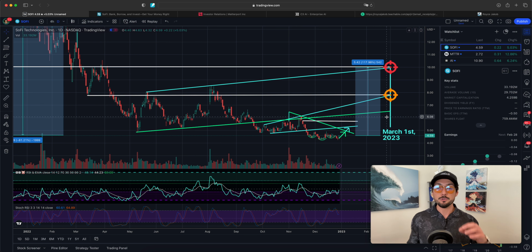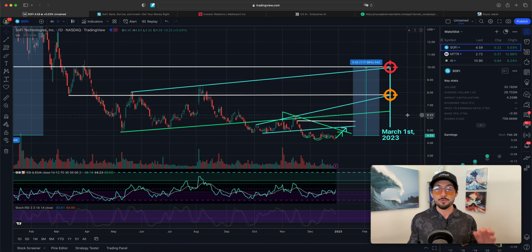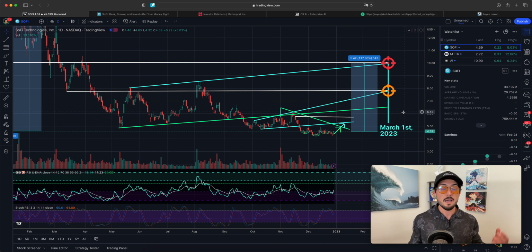But I do think that at the very least, SoFi will make its way back up to the 780 to 790 region to test a couple of different trend lines by March. I do think the January effect will kick in strong. I do think that given the retail interest involved with SoFi, SoFi has the potential to see somewhat of a hype rally. And I do think all three of these have the potential to see a hype rally.